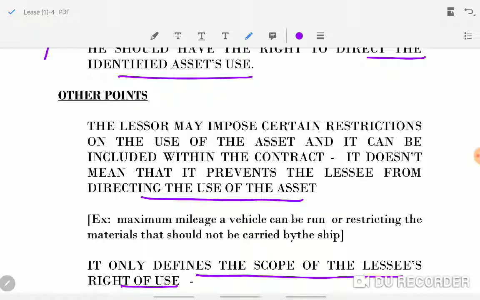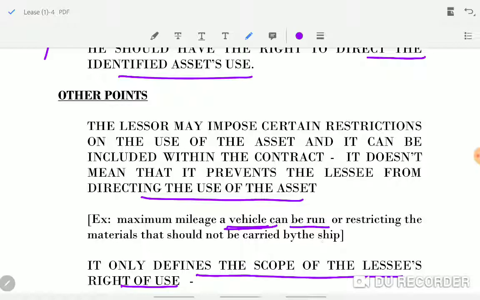See, they are giving examples, restrictions, when we say what type of restrictions the lessor can impose. Let us say, suppose the asset is a vehicle. Lessor may impose restrictions on the maximum mileage the vehicle can be used.